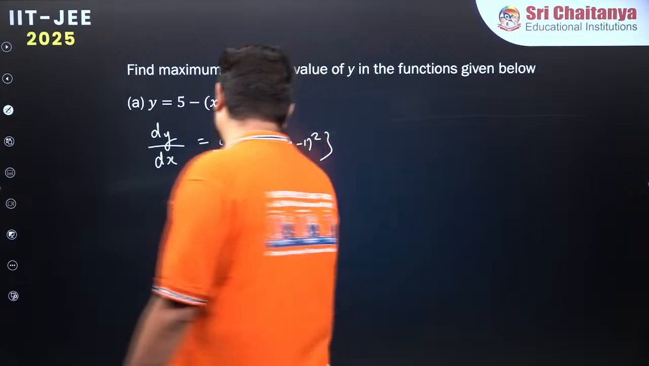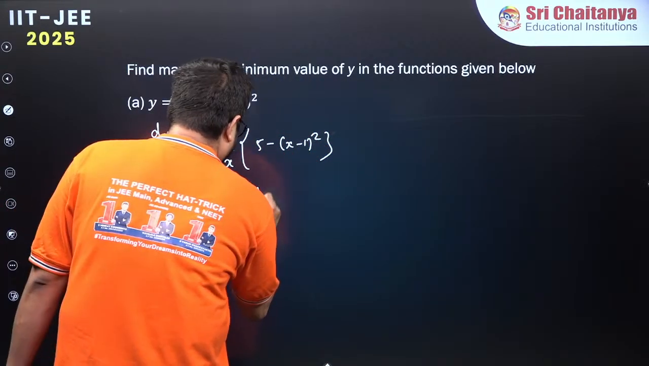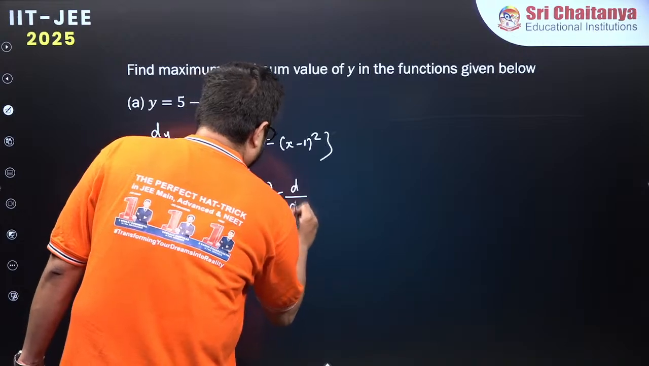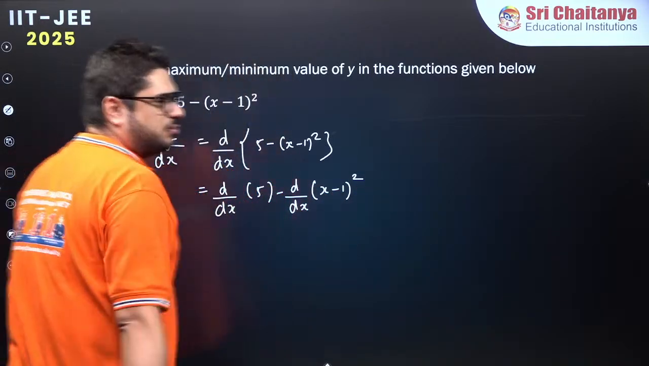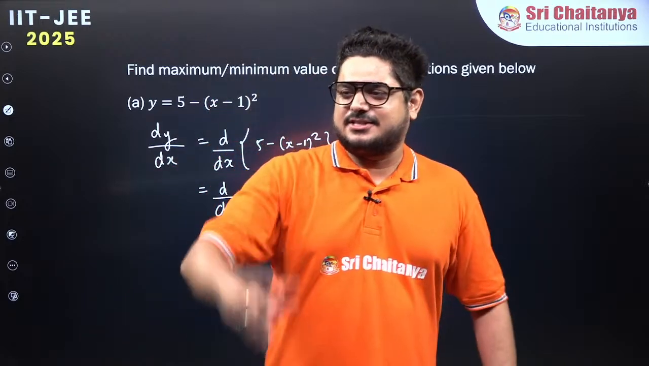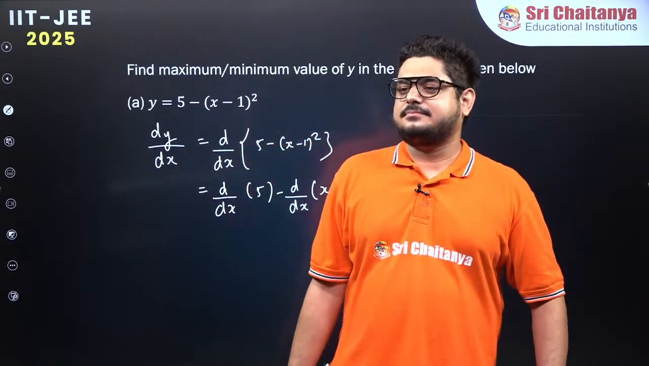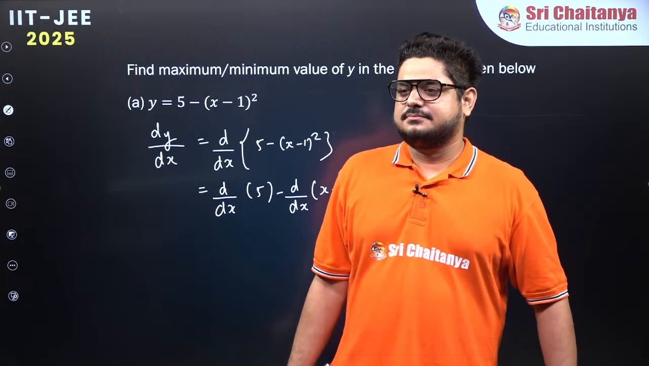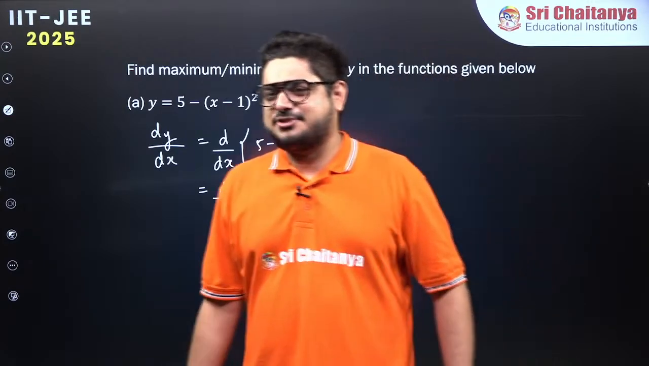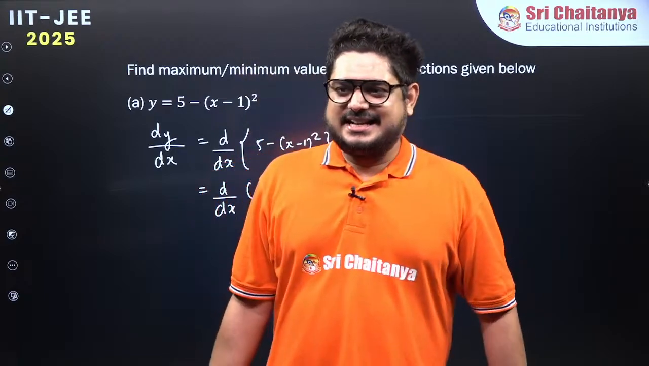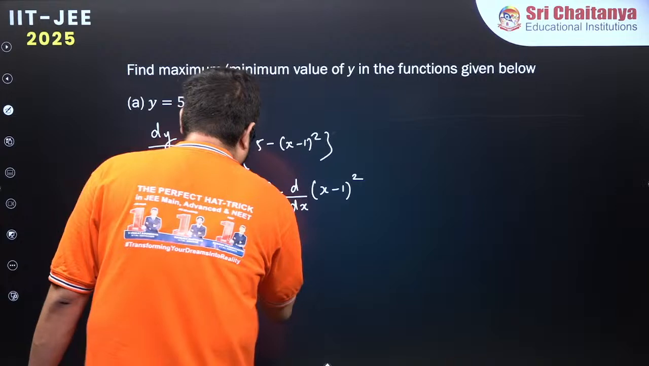So this is going to be written as d by dx of 5 minus of d by dx of x minus 1 whole square. So what is going to be d by dx of 5? It's a constant. Write it down over there. What is d by dx of 5, everyone? 5 is what, everyone? A constant. It has to be 0, isn't it? So write it down over there. d by dx of 5 is going to be 0.